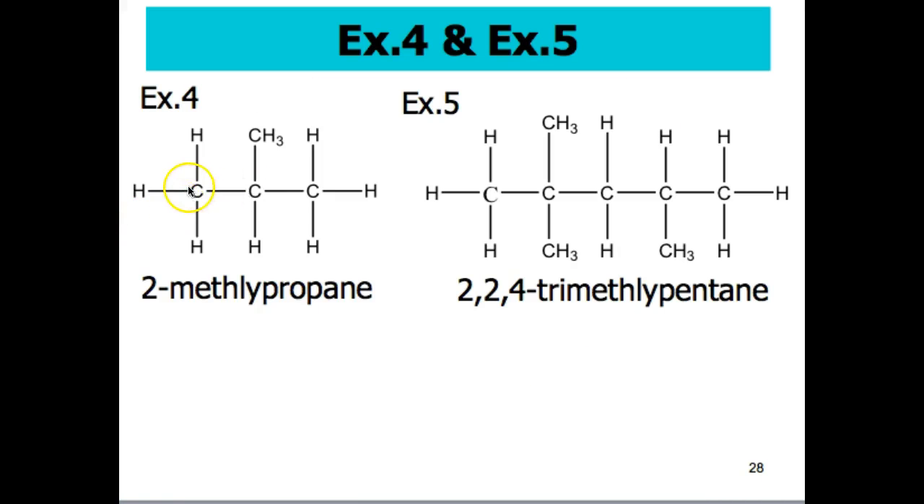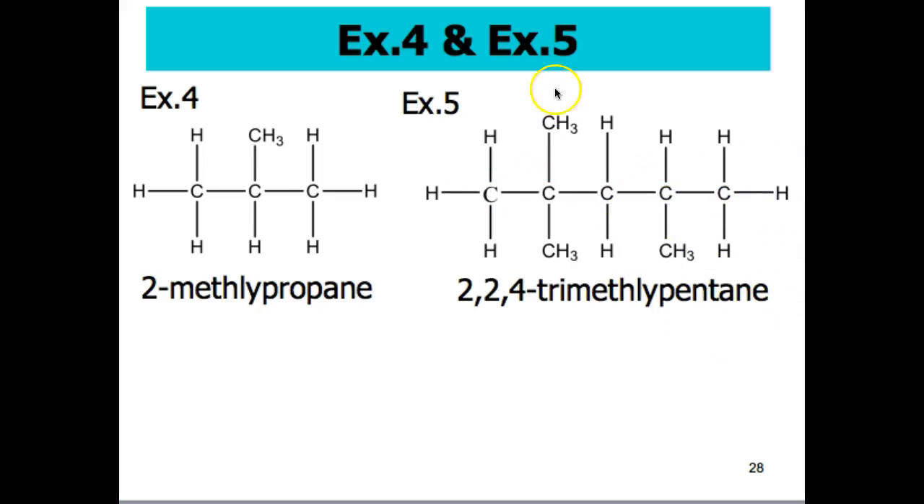Okay, example 4, longest number of carbon chains in a row is prop. Single bond, so ane. On the second carbon, I have a methyl group, so it's 2-methylpropane. Example 5, longest number of carbons I have in a row is, either way we go, 5. So we have 5 carbons in a row, so pentane.